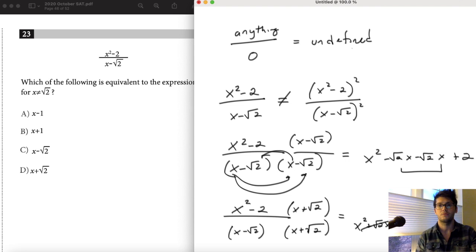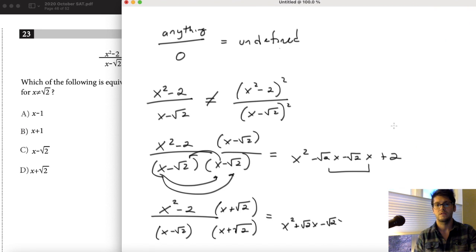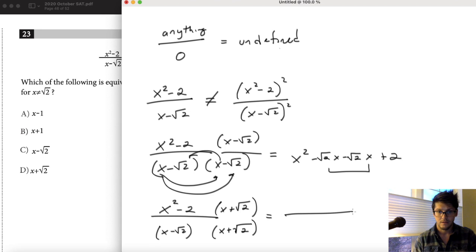I'm running out of room again here, so I'm going to do that again so you can see, just to be clear. We haven't done the top yet. The bottom is x squared plus the outside term, which would be root 2 times x. The inside term, negative root 2 times x. Those cancel. And the last term would be negative 2, right? Root 2 times root 2, but there's a negative sign. So we have x squared minus 2 in the bottom.